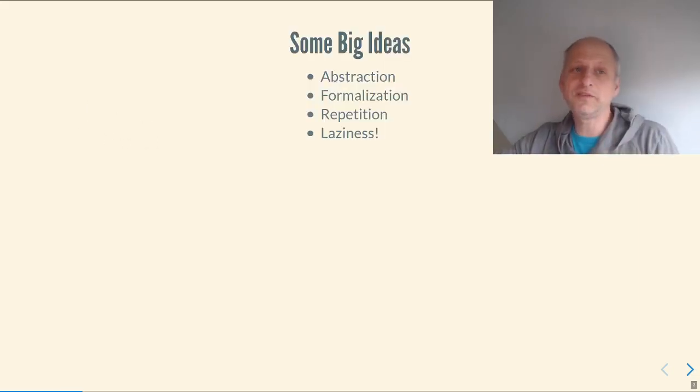Even though we're not going to talk about computer science, we might as well just spend a moment talking about what computer languages do, like what makes them powerful. And I kind of think about them in terms of these big ideas. Formalization and abstraction sort of go together, and maybe we should talk about formalization first.